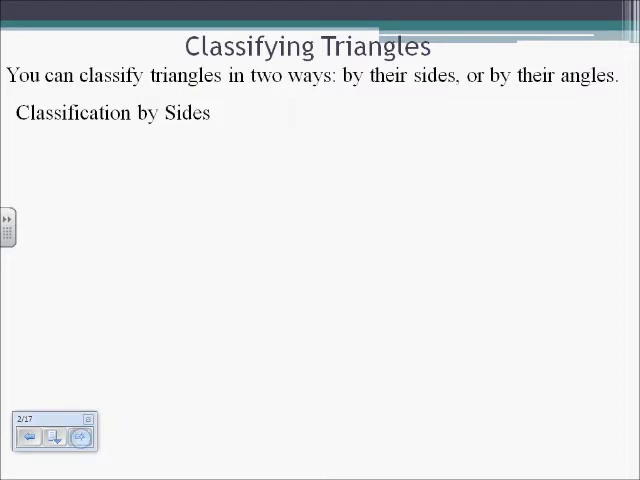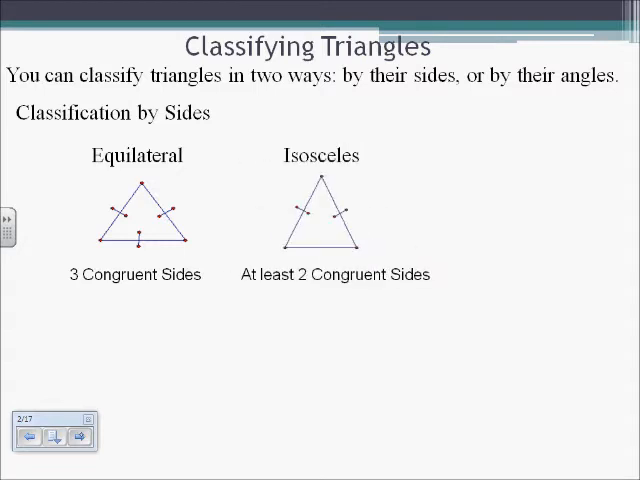Classifying by their sides, we have the equilateral triangle, which has three congruent sides. We have the isosceles triangle, which has at least two congruent sides. It is worthy of note that an equilateral triangle is also an isosceles triangle. So equilateral is a specific type of isosceles triangle, but isosceles means at least two sides congruent. And we have a scalene triangle, which has no congruent sides.